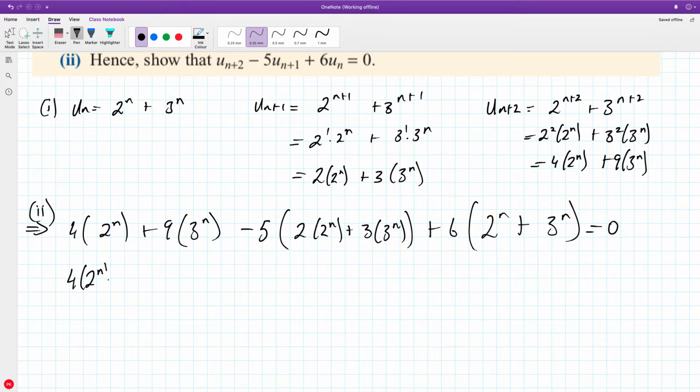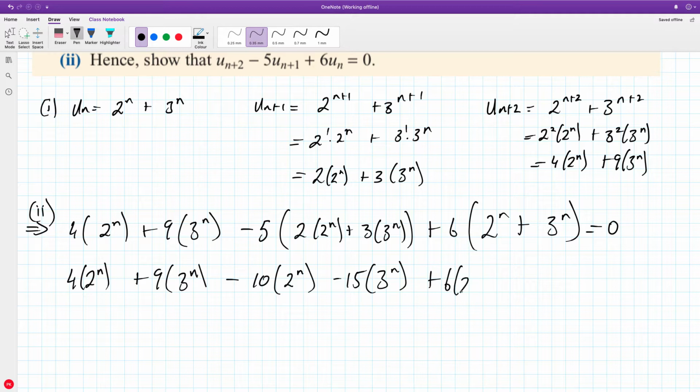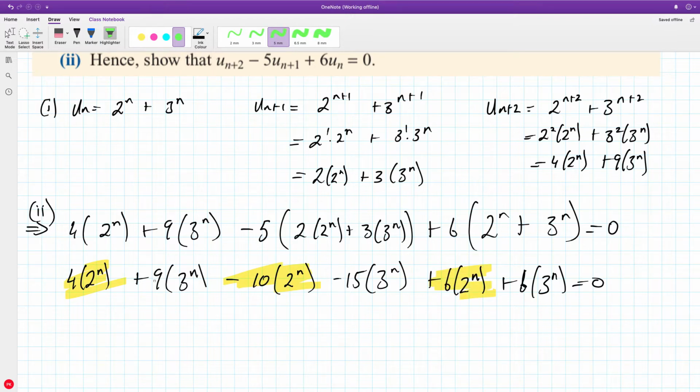4 times 2 to the power of n plus 9 times 3 to the power of n. Minus 5 by 2 is minus 10 times 2 to the power of n, minus 15 times 3 to the power of n, plus 6 times 2 to the power of n plus 6 times 3 to the power of n. Highlight everything that's the same. 2n, 2n, 2n, 3n, 3n, and 3n.